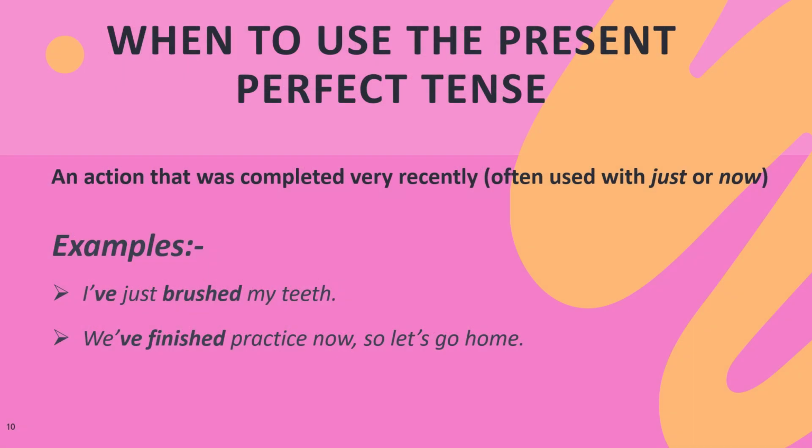An action that was completed very recently. They describe an action that was completed only very recently. We often use just or now. Means I have just done this. I have just brushed my teeth. We have finished practice now. Just right now we have finished. Then we use the present perfect tense.